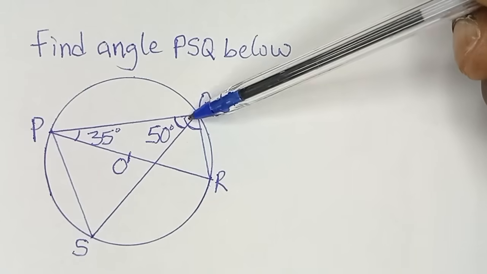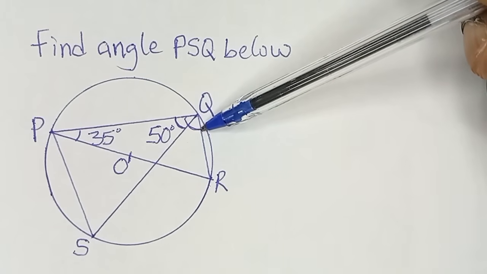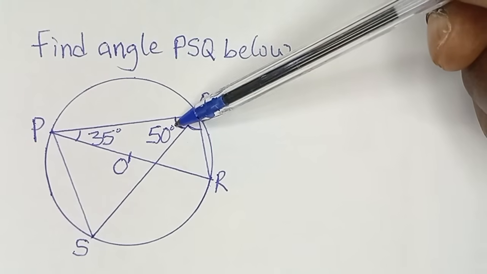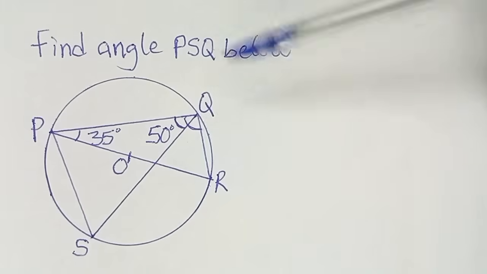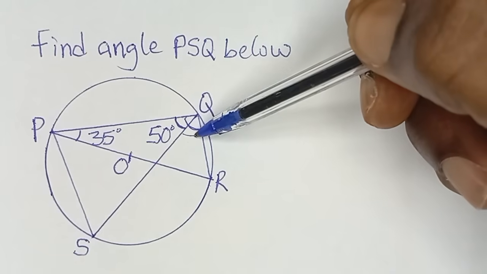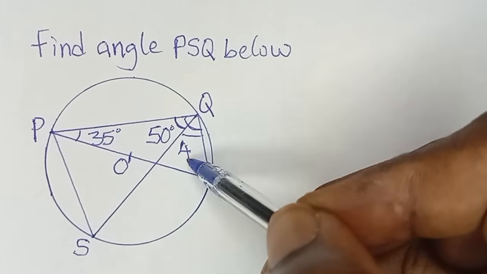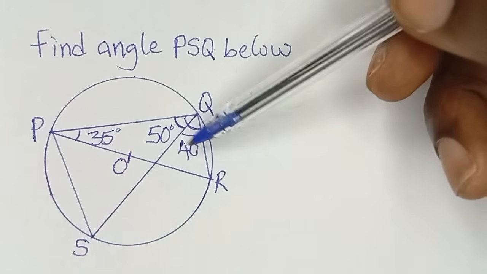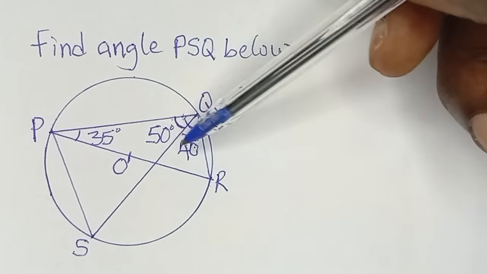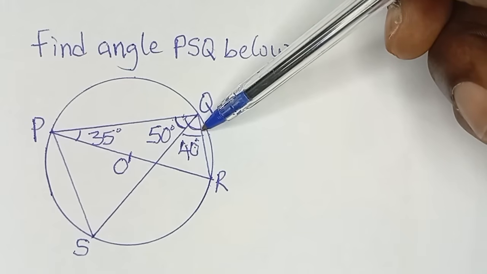A right angle means 90 degrees, so the whole of this angle here is 90 degrees. If this portion is already 50 degrees, then the remaining part will be 90 minus 50, which is 40 degrees. So the complete angle becomes a right angle: 50 plus 40 is 90 degrees. We are through with that part now.